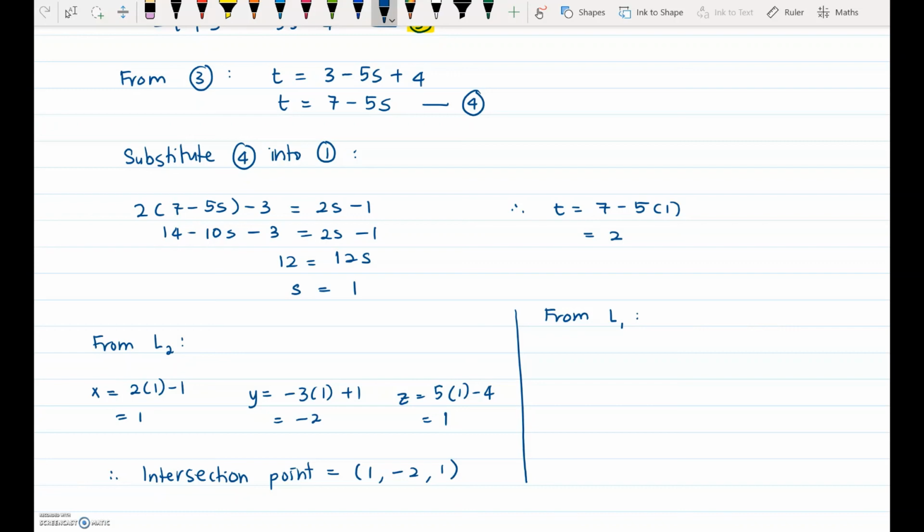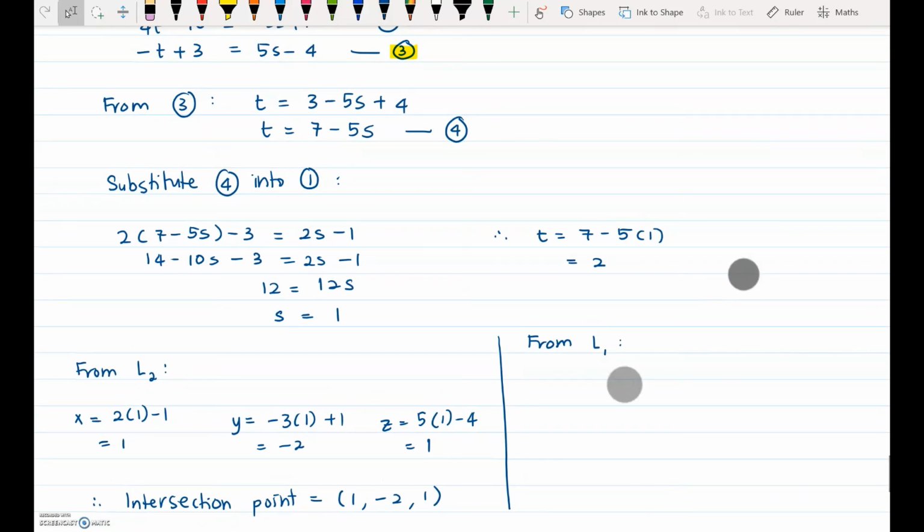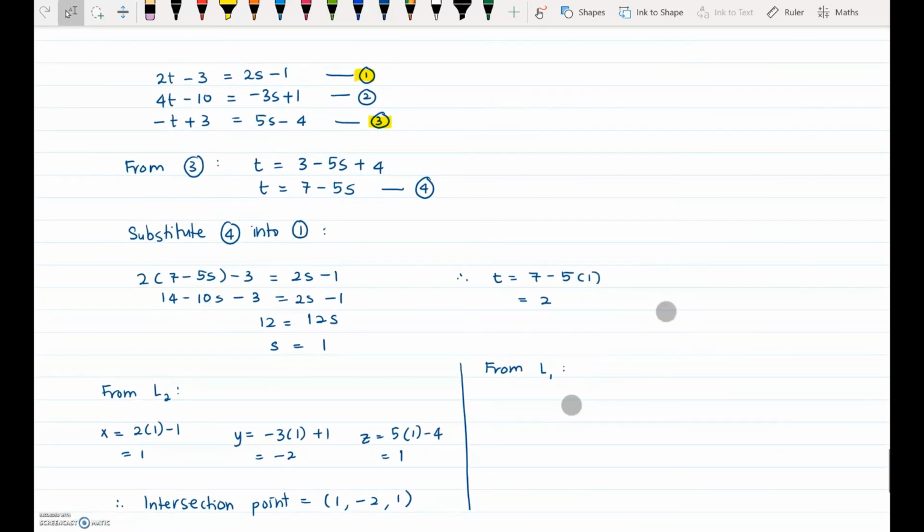Don't forget, please check using L1. Alright, so from L1 you will have to substitute the value of t. Now you will have your x will be 2t minus 3, 2 times 2 minus 3, so you will get 1.